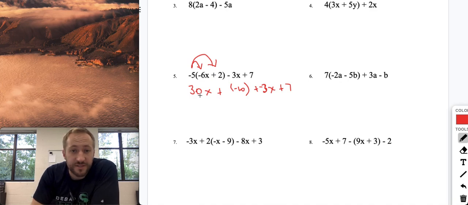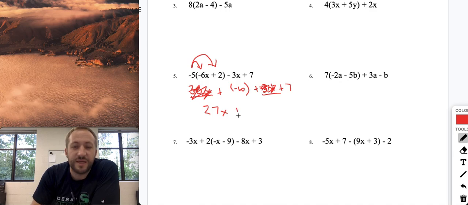So now let's combine like terms. I have 30x, and a like term, negative 3x. 30 plus negative 3 gives me positive 27x. Bring it down. Done with those. And now I have negative 10 plus 7. That gives me negative 3.